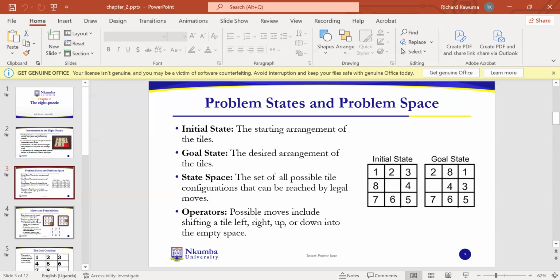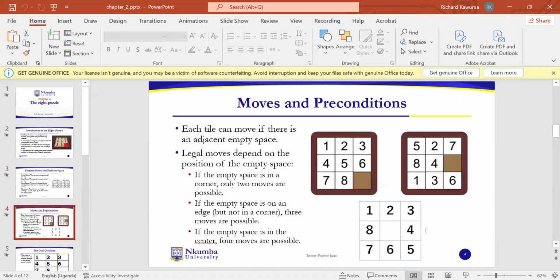Okay, we'll go to another slide here. We look at it. We have what we call moves and preconditions.